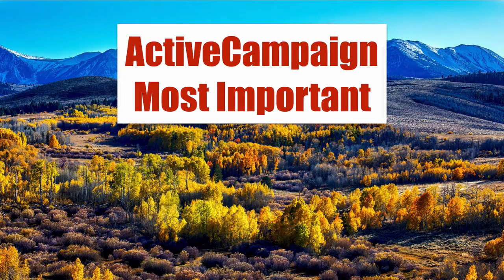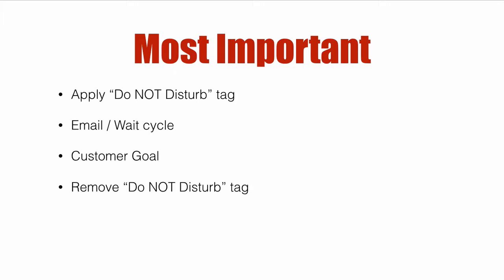ActiveCampaign most important automation. And when I say most important automation, I mean an automation that's designed to get people to do something specifically. Typically, it's to buy something you're offering. Now this automation, when you put them in, you want to apply a do not disturb tag. And inside there, you're going to do an email, wait cycle over and over for as many emails as you have. Near the bottom, you're going to want to have a customer goal so that they get pulled out of this automation if they become a customer. And then finally, remove the do not disturb tag. So let's dive right in.